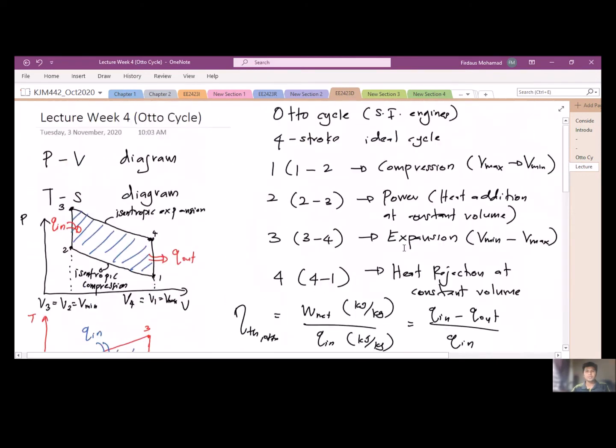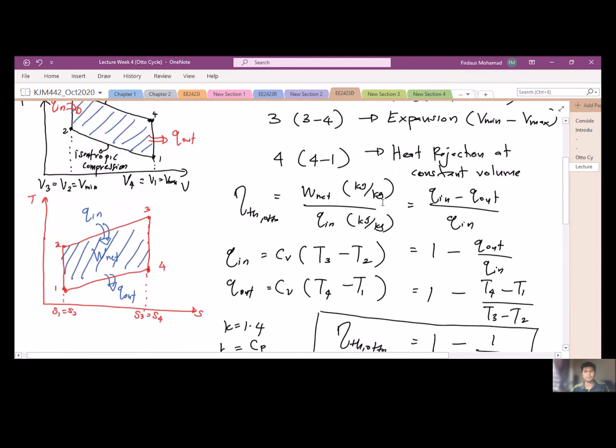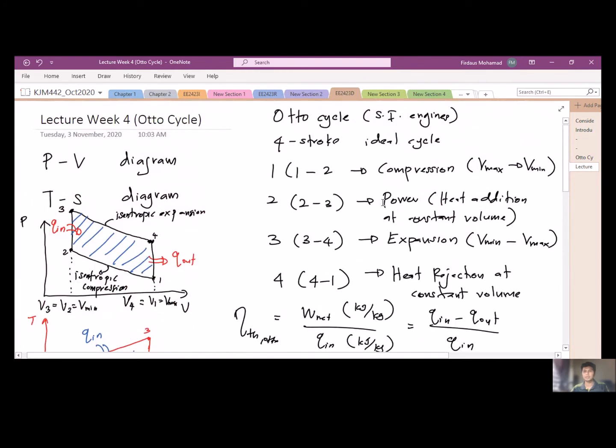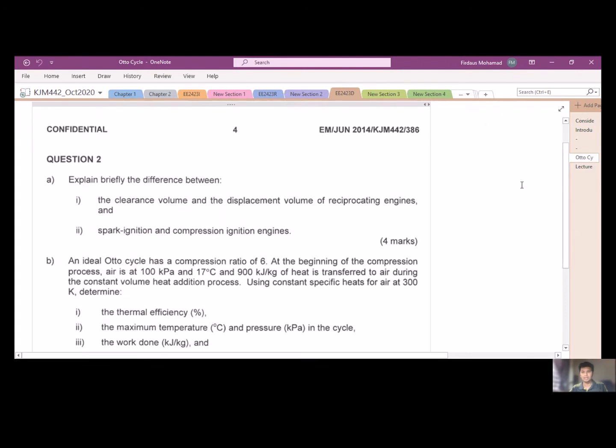So now we try to solve one problem related to this Otto cycle for spark ignition engine. Okay, so now, this is for June 2014, Question 2A. Explain briefly the difference between the clearance volume and the displacement volume of reciprocating engines, and number two, spark ignition and compression ignition engine.